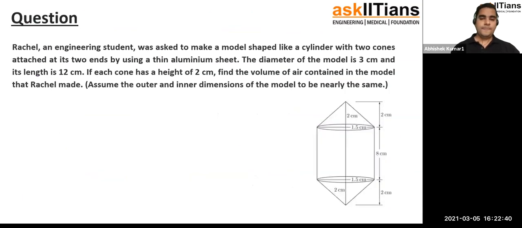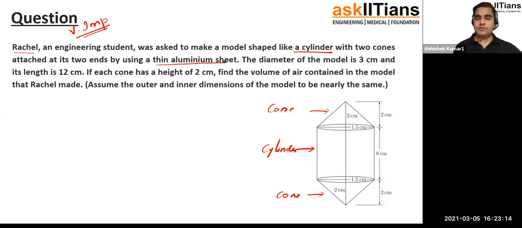Done. All right. So again, this is a very important problem. You will come across problems like this again in your 10th standard. Let me tell you that here as well. It says Rachel, an engineering student, was asked to make a model shaped like a cylinder. So this portion is the cylinder. With two cones attached to its two ends. So this is the conical portion that you have. This is the first conical portion and that is the second conical portion.